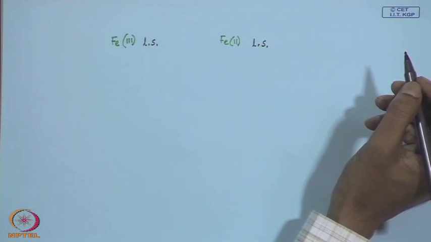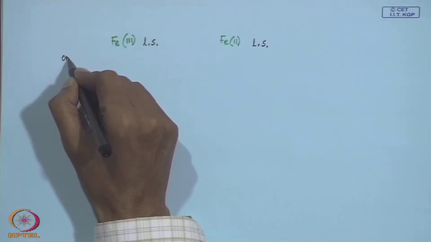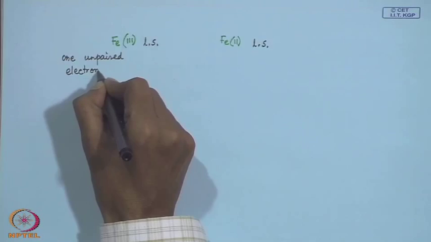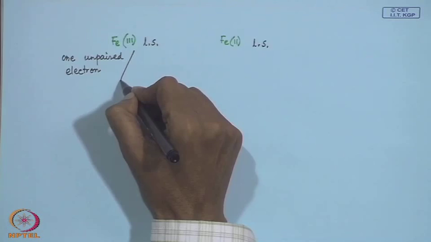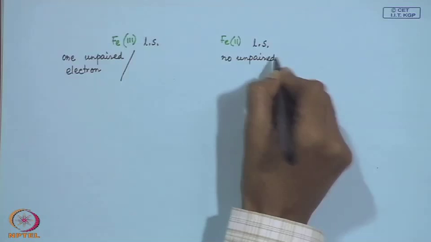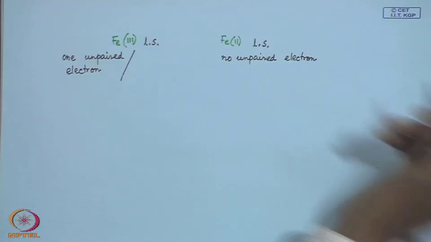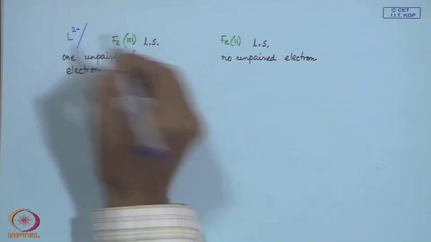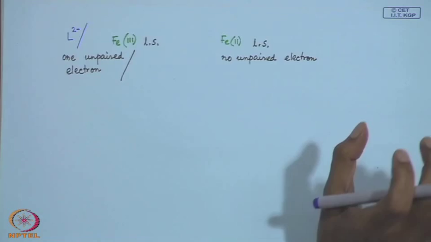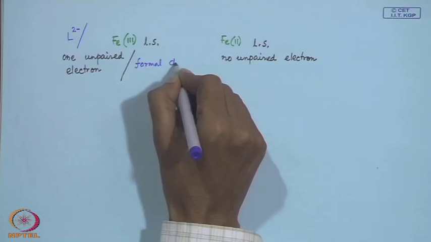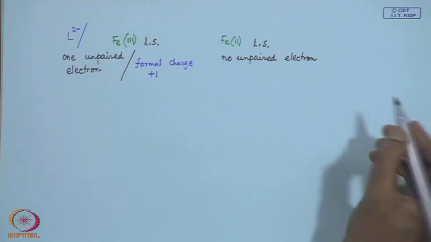So, in this particular case, what will it have? It will have one unpaired electron. And in the other case it has no unpaired electron. The porphyrin ring is given a charge of L2- from the deprotonation, because 2 of the nitrogen atoms were bearing the hydrogen atoms. So, it has L2-. So, in this particular case it has a formal charge of +1, and in this particular case the formal charge would be 0.